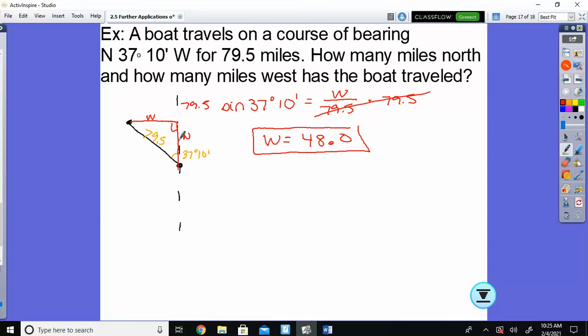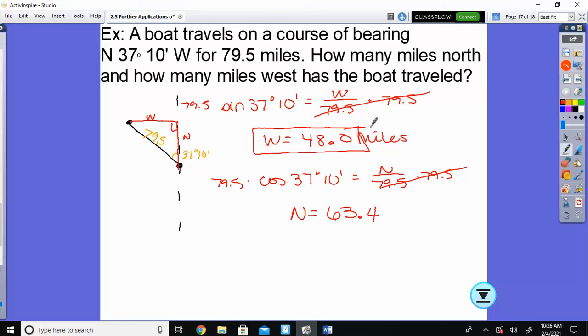Alright, to get the north, what are my options? Could I do Pythagorean theorem if I wanted? Yeah. We could also set up a trig function from here. That's the adjacent and hypotenuse. So we could say the cosine of 37 degrees, 10 minutes equals north over 79.5. Multiply that over. 79.5, cosine of 37 plus 10 over 60. 3 significant digits, so we get 63.35, so that would be 63.4 miles.